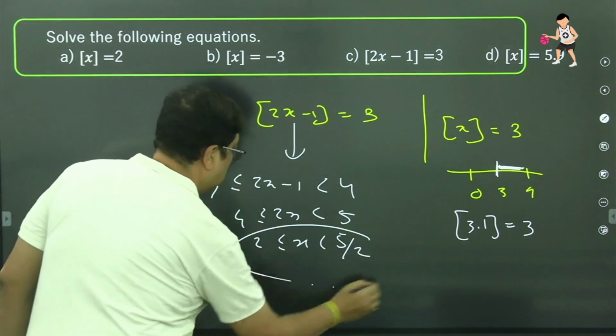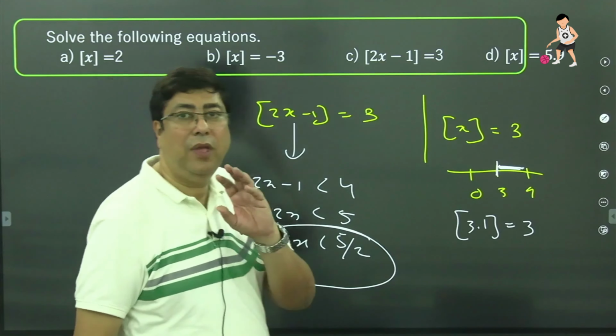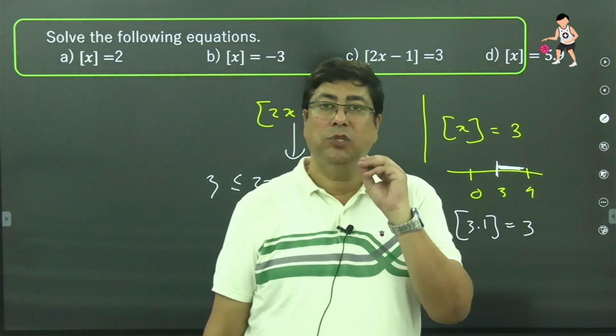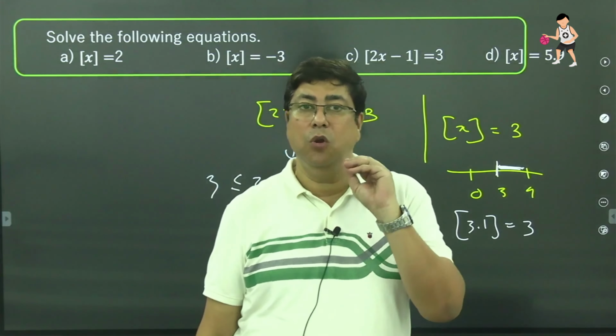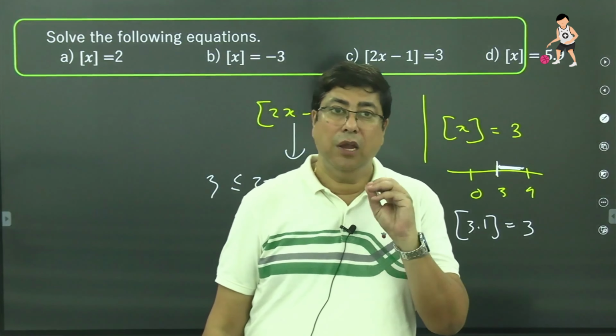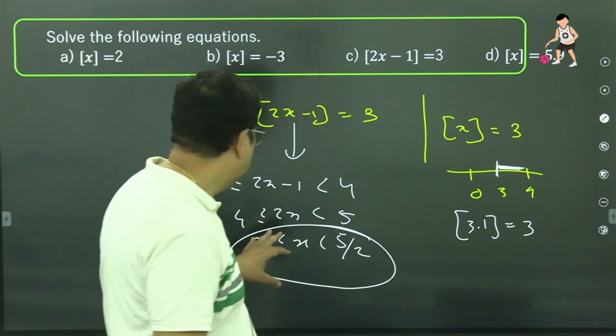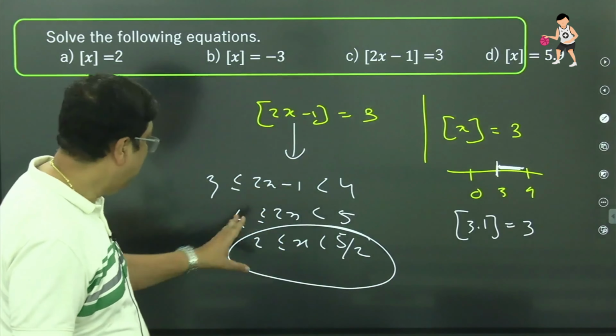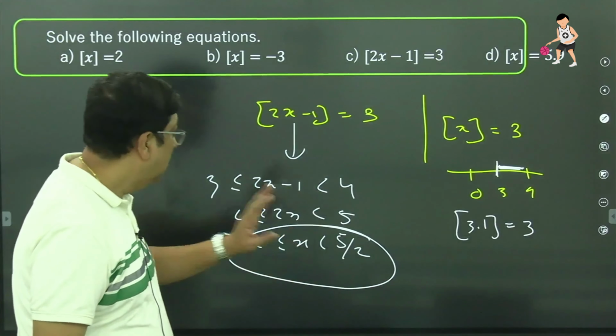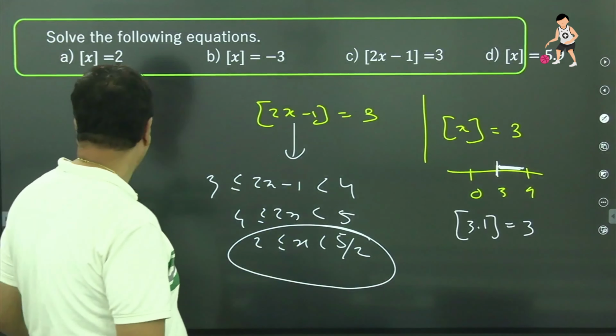So this is the x, and the value of x which you are getting, the solution which you are getting is called the domain. Okay, this is the domain. So domain is, or x is, lying between 2 to 5 by 2. Let's go to the next.